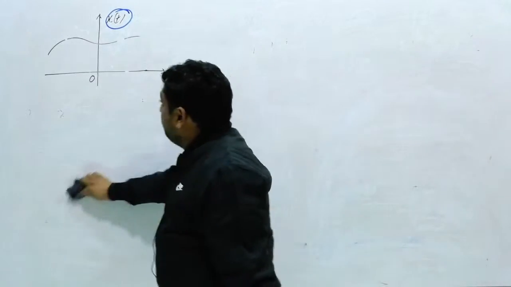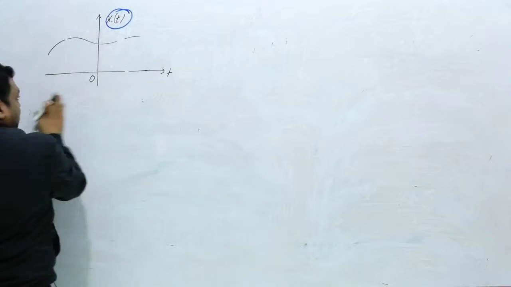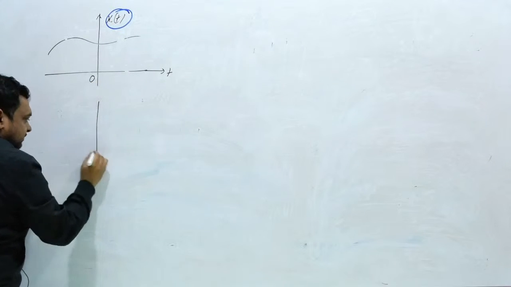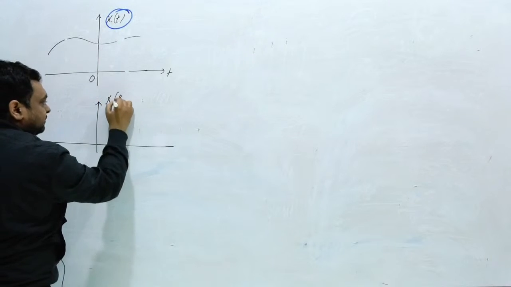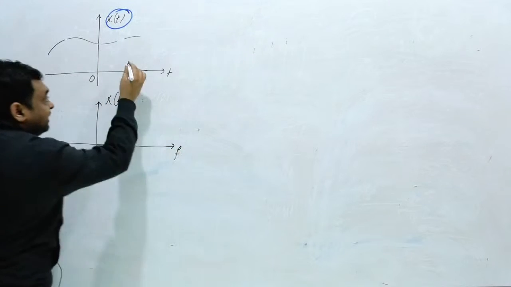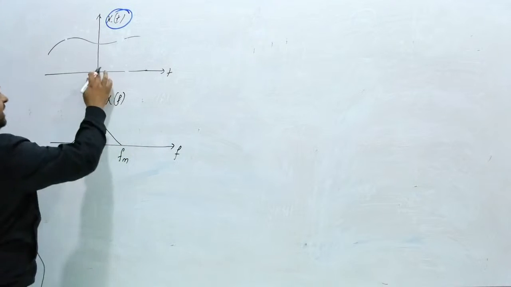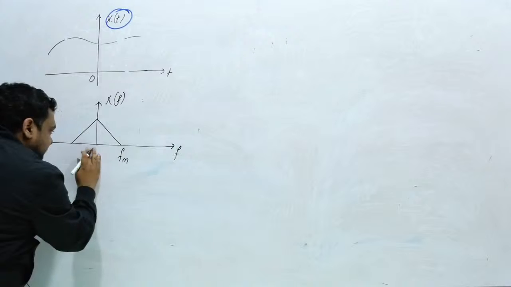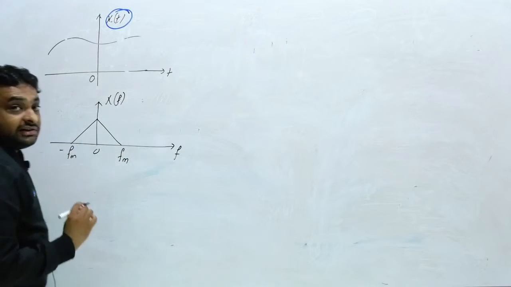Now suppose we have assumed this x(t), and also we have assumed the Fourier transform of this signal, X(f), and this is f. Generally we assume a triangle. Suppose this is the maximum frequency of this signal, and this is 0, and you will always get a mirror image. This is minus f. Clear?